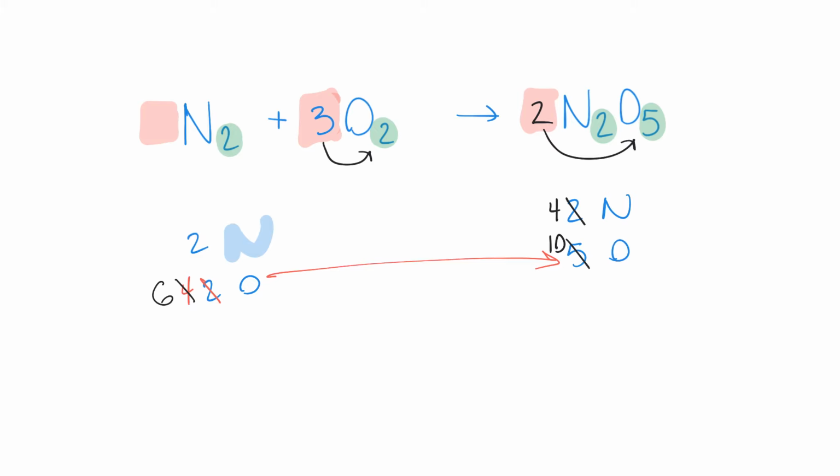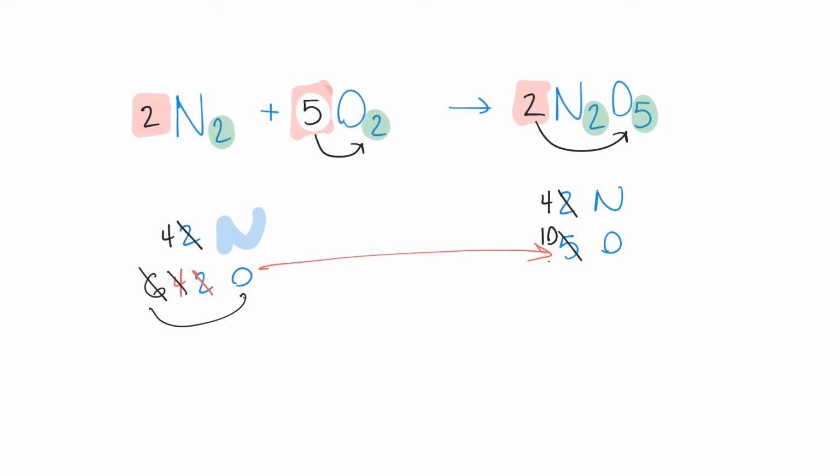Okay, let's compare over here. I had 2 nitrogens on the left, but now I have 4 nitrogens on the right. That means I need to double these nitrogens. That gives me 4 nitrogens. Okay, my oxygens still aren't enough. I have 6 oxygens right now. I need 10. So I need to change this 3 to be a 5. If I have 5 O2s, doesn't that give me 10? And it does. And now my equation is balanced.